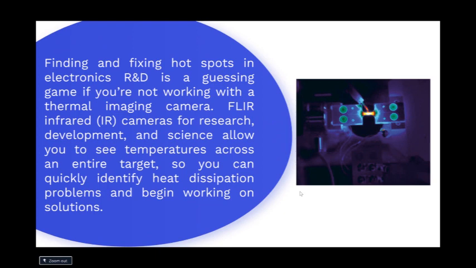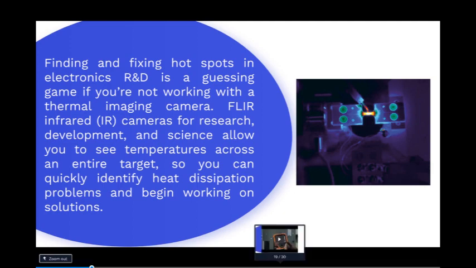It's also important to know that finding and fixing hotspots in electronic R&D is a guessing game if you are not working with a thermal imaging camera. FLIR infrared cameras for research, development, and science allow you to see temperatures across an entire target, so you can quickly identify heat dissipation problems and begin working on solutions.